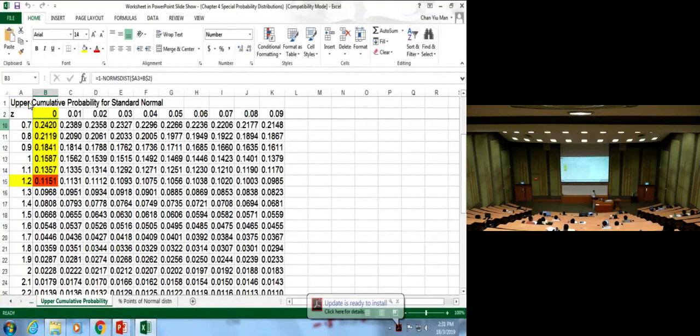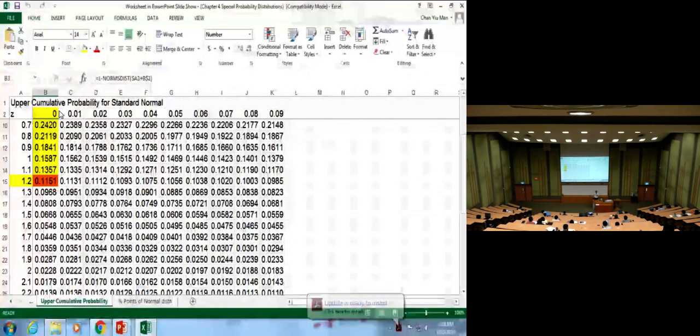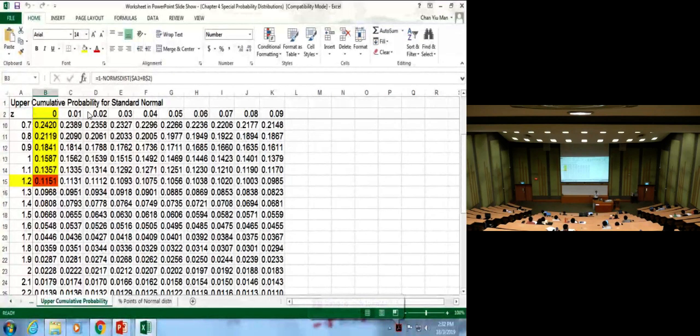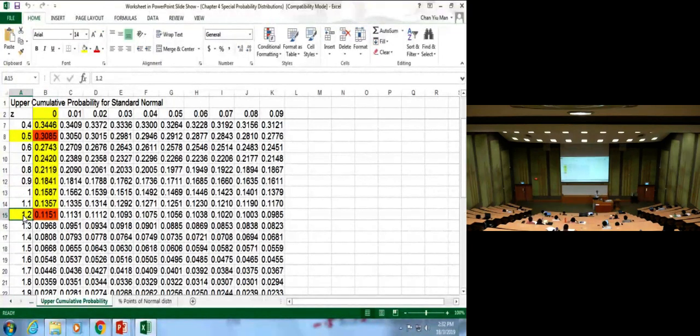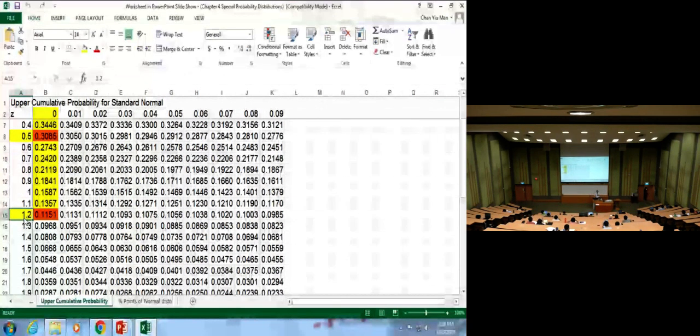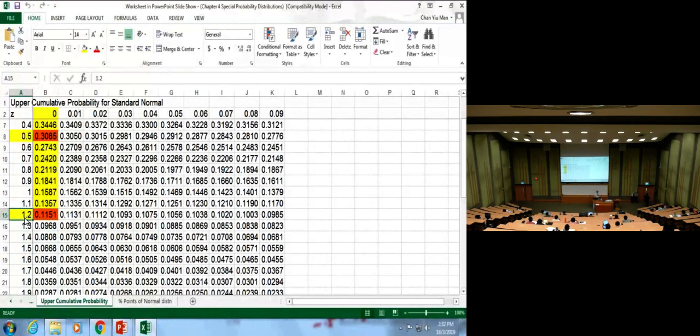Okay. So it tells you it's the upper cumulative probability. That means the right-hand tails. So this is the z value, and the z value with 1.2 reads as z equal to 1.20. All right. If you want 1.28, for example, then it will be this number.